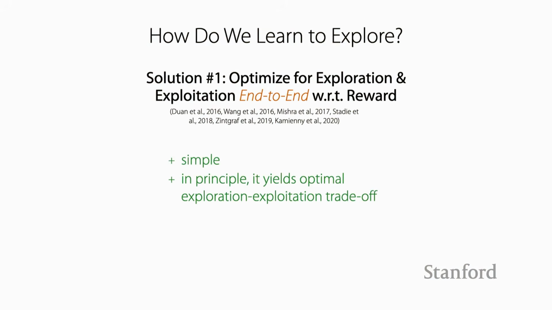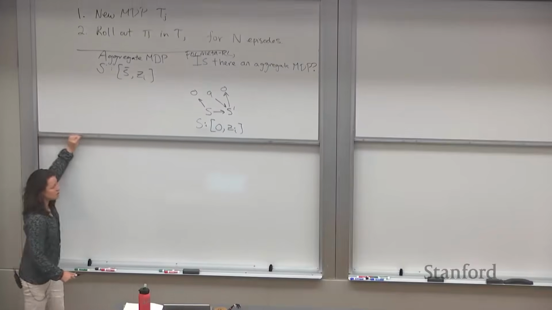It's simple in principle, it can actually yield the optimal exploration-exploitation trade-off because you're optimizing directly for the sum of rewards. And that's really, really nice, but it can be a really challenging optimization. And let's talk about why that's the case. So let's look at a running example.